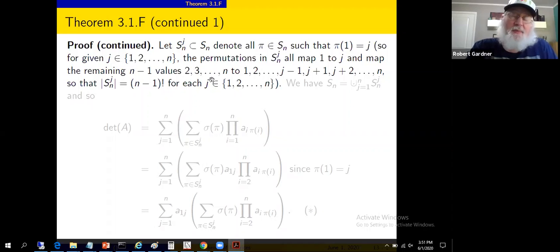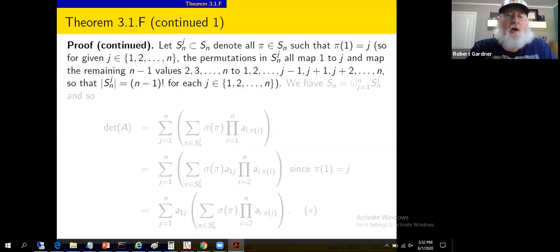It's not exactly a permutation because we put in any of these n minus 1 things and we get out any of these n minus 1 slightly different things. There's a 1 in the second set, not in the first. There's a J in the first set, not in the second. So it's not legitimately a permutation, but I can count permutations, and there's going to be n minus 1 factorial of them. So the cardinality of S sub n super J is n minus 1 factorial.